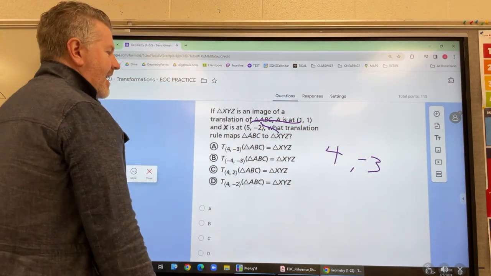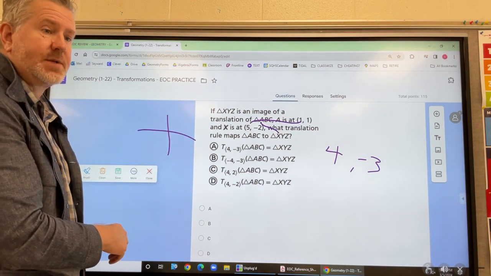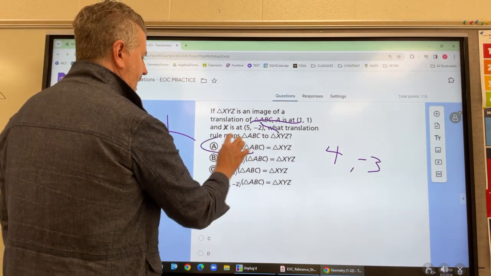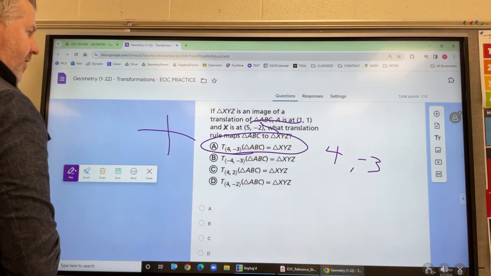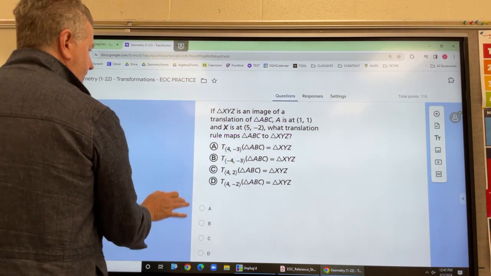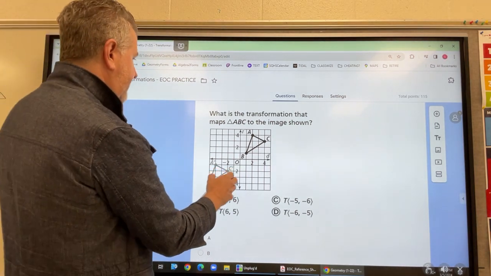When I was working this out, I actually put it on a little XY chart that I drew real quick, and you certainly could do that too. So I would call that A right there, 4, -3, moving all the x's right 4 and all the y's down 3.